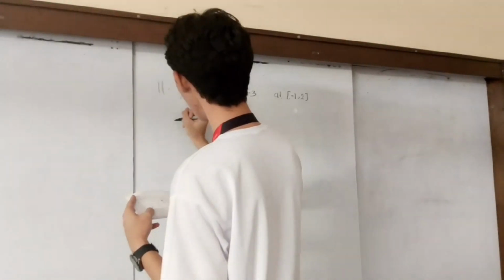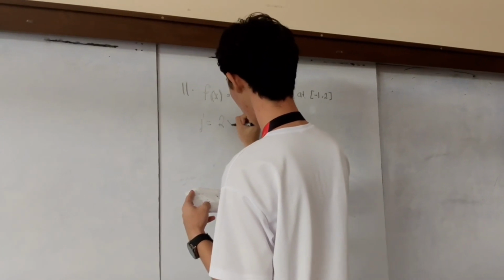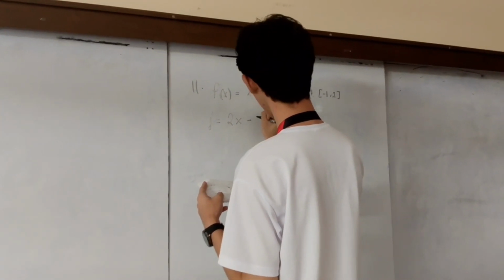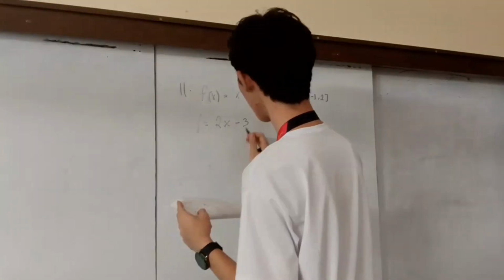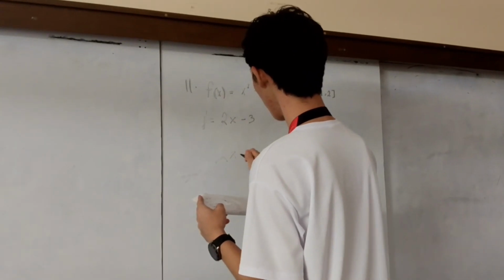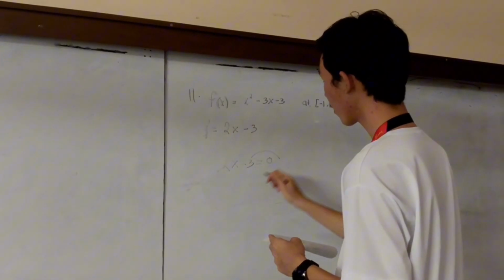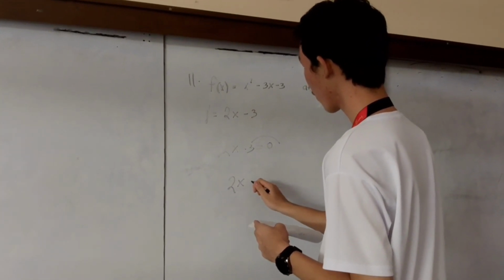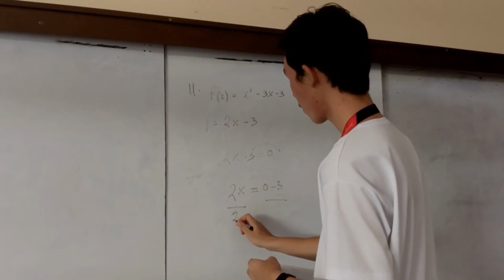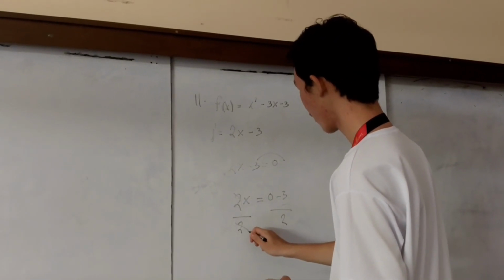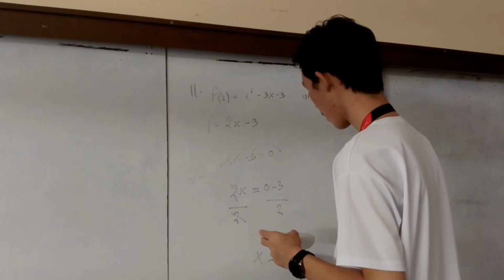For the equation x squared minus 3x minus 3, first we get its derivative, 2x minus 3. After we get its derivative, now we equate 2x minus 3 to 0. After we equate it, we transpose negative 3 to the right side. That will leave us 2x is equal to 0 plus 3. Then divide both sides by 2. Cancel, cancel. We have x is equal to 1.5.